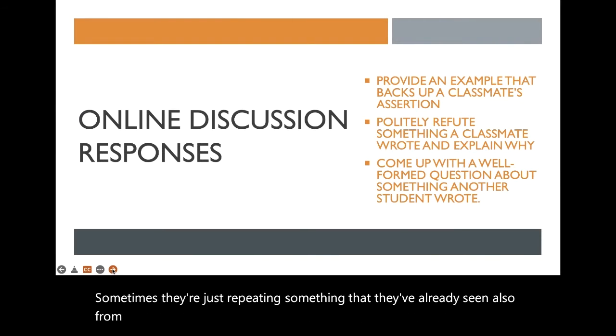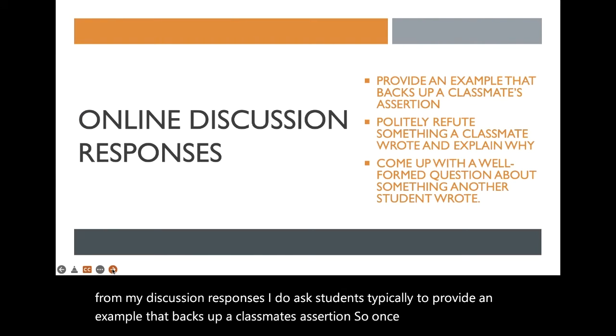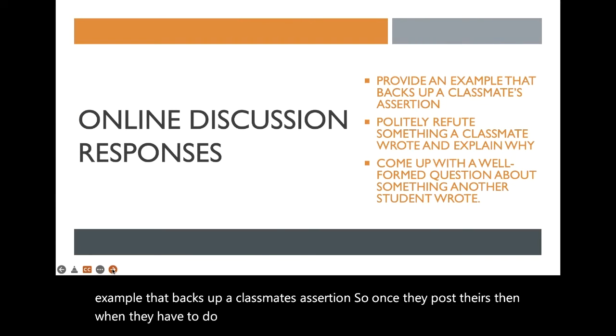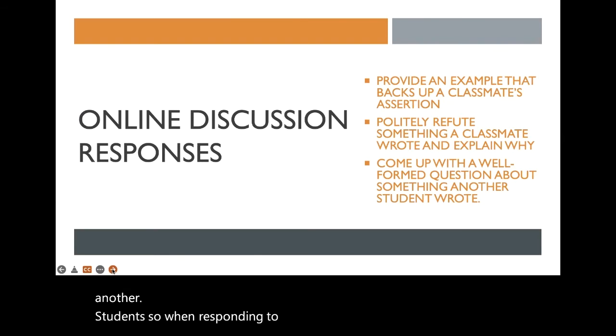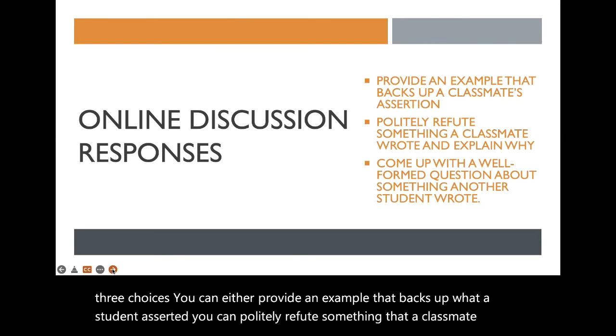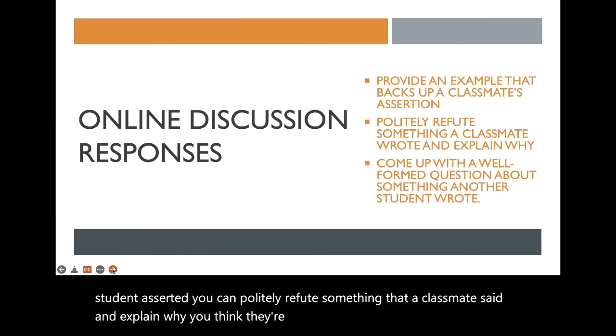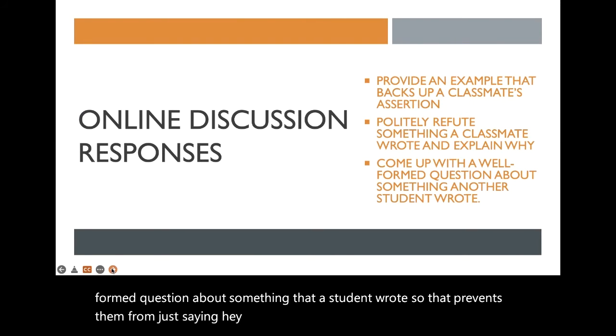Also, for my discussion responses, I do ask students typically to provide an example that backs up a classmate's assertion. Normally they post their own answer, and then we ask them to respond to another student. So in responding to another student, I tell them, here's your 3 choices. You can either provide an example that backs up what a student asserted. You can politely refute something that a classmate said and explain why you think they're wrong. Or you can come up with a well-formed question about something that a student wrote. So that prevents them from just saying, hey, good answer. I like your answer. Your answer was really clever.